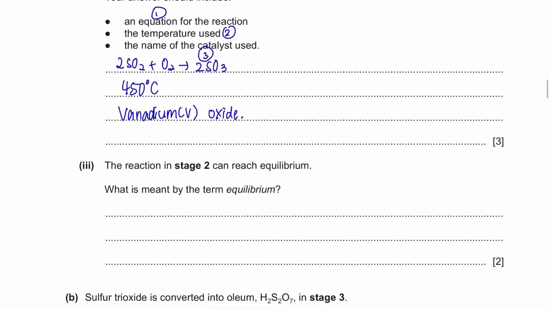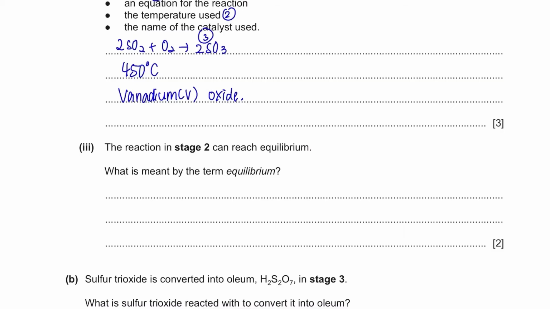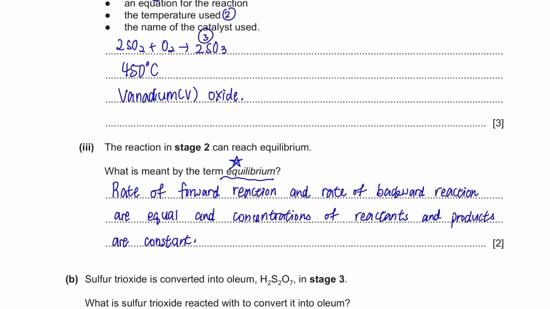The reaction in Stage 2 can reach equilibrium. What is meant by the term equilibrium? Okay, even if you don't know a single thing about chemistry, you should still know the definition of equilibrium because it's the most basic thing, and this question is everywhere. The definition of equilibrium is when the rate of forward and backward reactions are equal and the concentrations of reactants and products are constant.